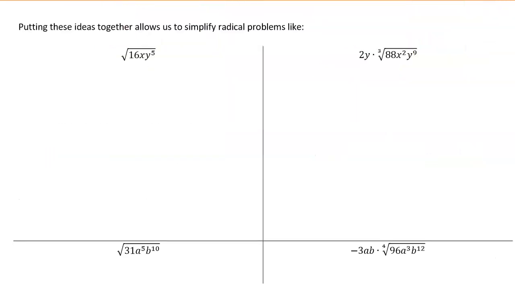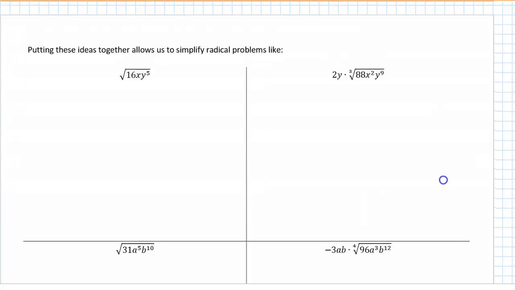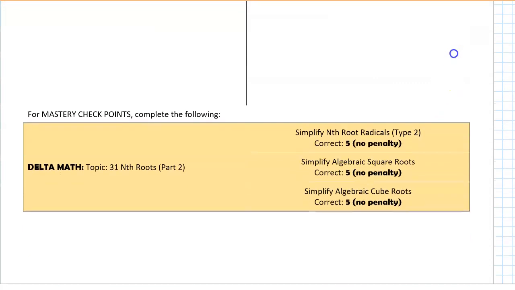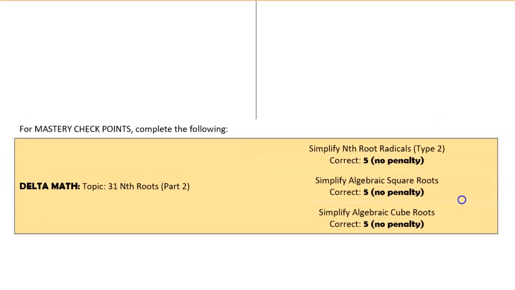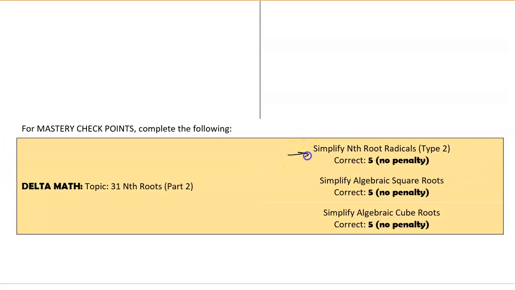Okay, putting these ideas together of simplifying a radical with just a number and simplifying a radical with a variable, turning it into this fractional exponent, we're able to solve radical problems that look like this, simplifying radical expressions that look like this. For our mastery check, we're going to be simplifying nth roots, simplifying algebraic square roots, so that would be an index of 2, and then simplifying algebraic cube roots with an index of 3. So focusing on square and cube roots for just the practice, knowing that we could go to higher roots if possible. So that's what our mastery check is going to be on.